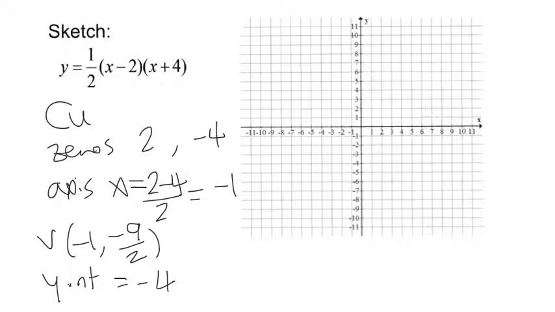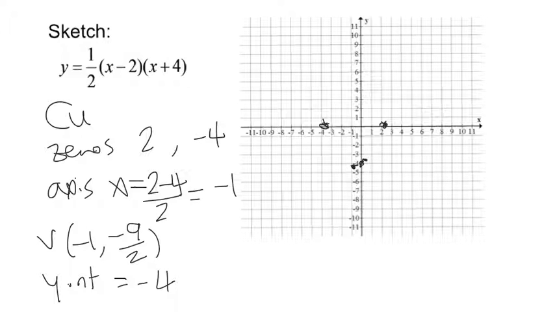Okay, so now I have lots of information and I'll be able to do my graph really easily and it'll even fit on my axis for once. Fantastic. So here we go. I'm going to start with my vertex at negative 1, negative 9 halves, which is right around there. Oh, I think I got that pretty good. Okay, then I'm going to go onto my zeros. And so I have a 0 at 2, and I have another 0 at negative 4. Right around there. And I have my y-intercept at negative 4, which is a little tricky for me to get. There we go. Pretty good.